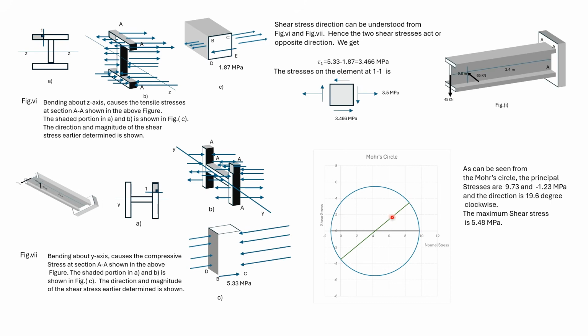With the diameter known, we can form the Mohr circle and get the principal stresses, which are given here. From the Mohr circle, we can also find the maximum shear stress and the minimum shear stress. If this element is rotated by 19.6 degrees in the clockwise direction, then it will be subjected only to principal stress.